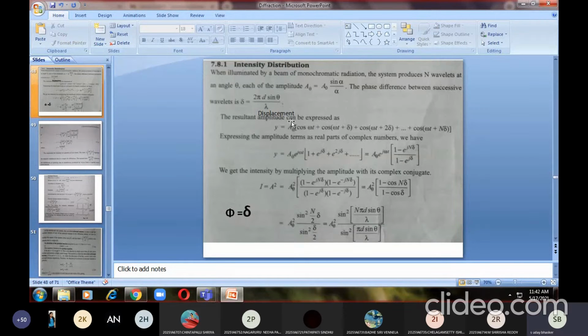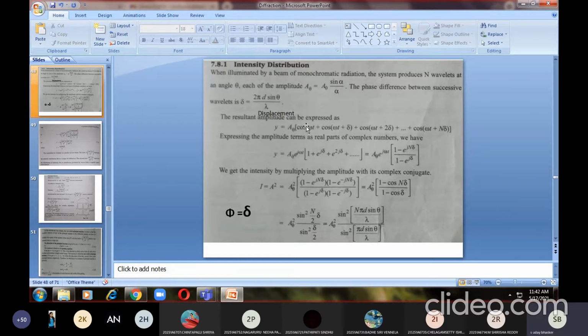So that's what you are seeing here. First wave y naught is a naught cos omega t. Second wave y1 is equal to a naught cos omega t plus delta. Third wave is a naught cos omega t plus 2 delta, and so on. Then why did you take capital N, sir? Forget it, no problem. Capital N or capital N minus 1 are very close, so for very large values of n, you can skip it. You can say you have capital N plus 1 slits; it doesn't make a big difference. So this is the superposition of n number of waves, or n plus 1 number of waves.